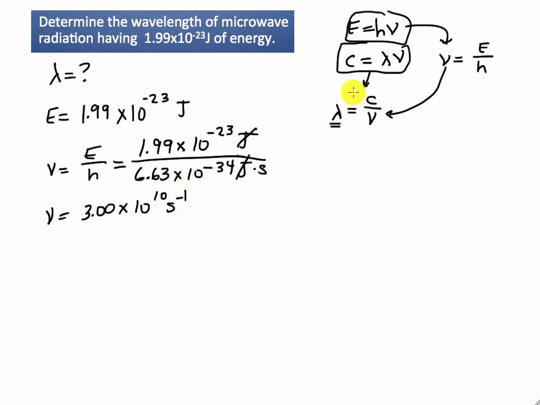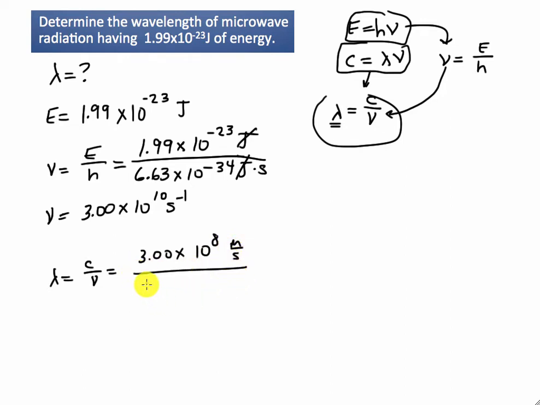Then what I'm going to do is take that and plug it into this equation and solve for the wavelength. So my wavelength is the speed of light over my frequency. So 3.00 times 10 to the 8th meters per second, all of that over my frequency, which I just calculated, 3.00 times 10 to the 10 power. And that would be inverse seconds.